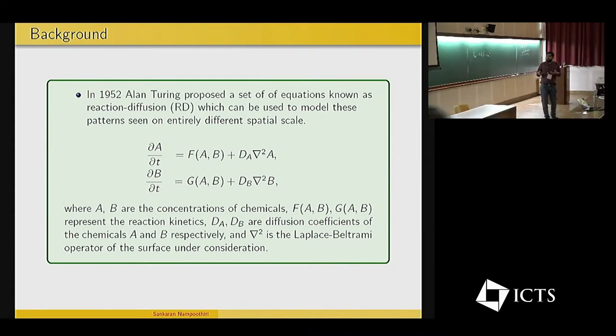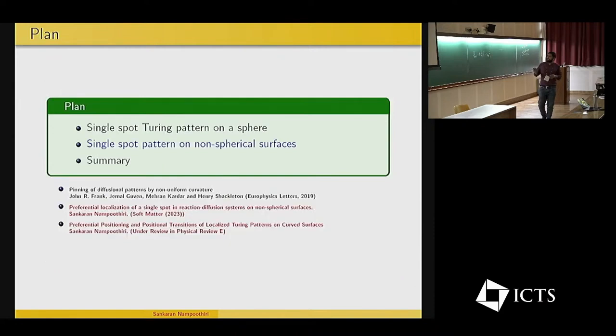Now, whenever I say single spot, just imagine a red spot on a spherical surface. Just keep that image in mind. So this is basically the plan. First, before going on to curved or non-spherical surfaces, we'll see a single spot on a sphere, and then we will move on to the non-spherical surface case, and then a summary. This work is based on these three papers which I am showing. Okay, so let's start one by one.